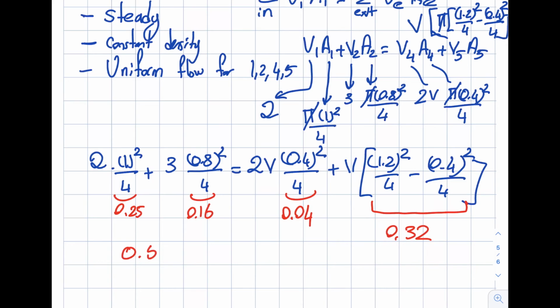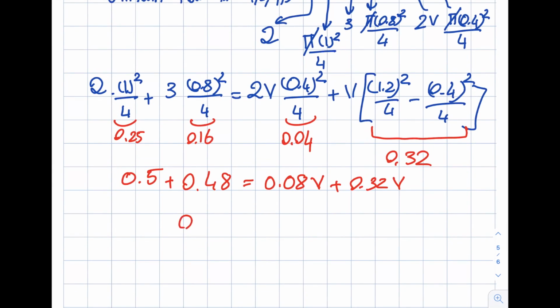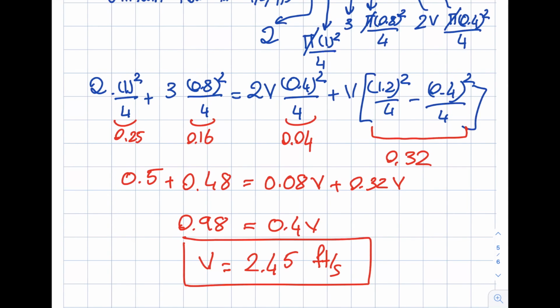Okay. So now let me rewrite this nicely. This becomes 0.5, and this becomes 0.48, which will be equal to 2 times 0.04, which is 0.08V, plus 0.32V, right? So the left hand side is 0.98, the right hand side becomes 0.4V, and then basically, I'm going to multiply 0.98 by 2.5, so 2.5 times 0.98 is 2.45 feet per second. So this will be the final answer for my question.